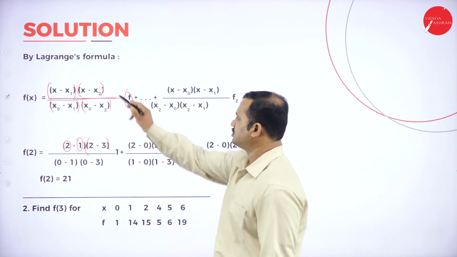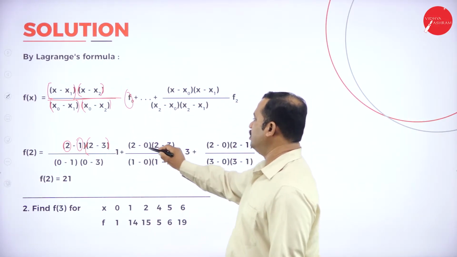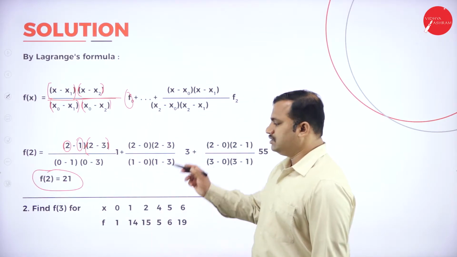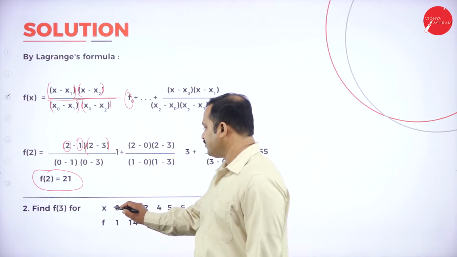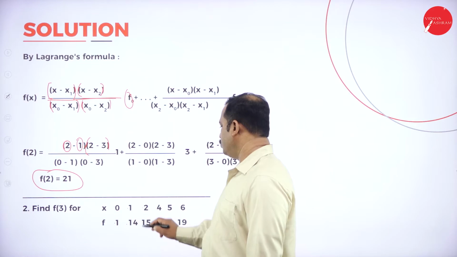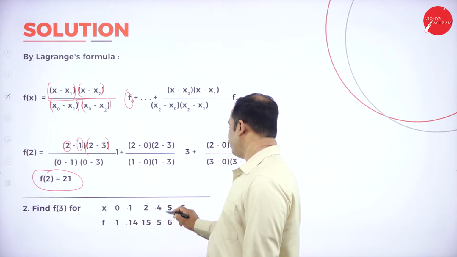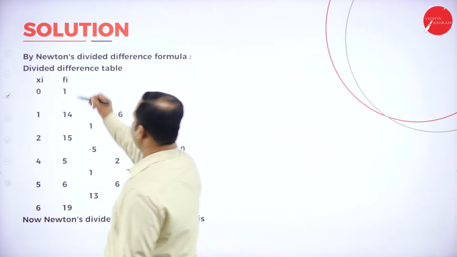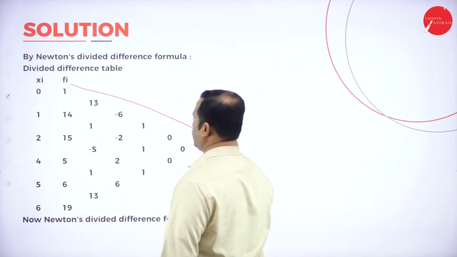The same values are substituted here to get the value of f of 2 is equal to 21. There is another example with x equal to 0, f of x0 is equal to 1, 14, 15, 5, 6, 19. So we have these terms here. If that is the case, let me apply the formula here.